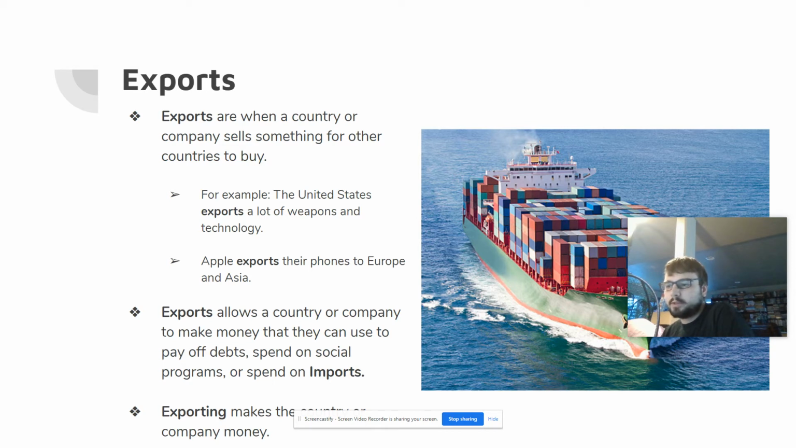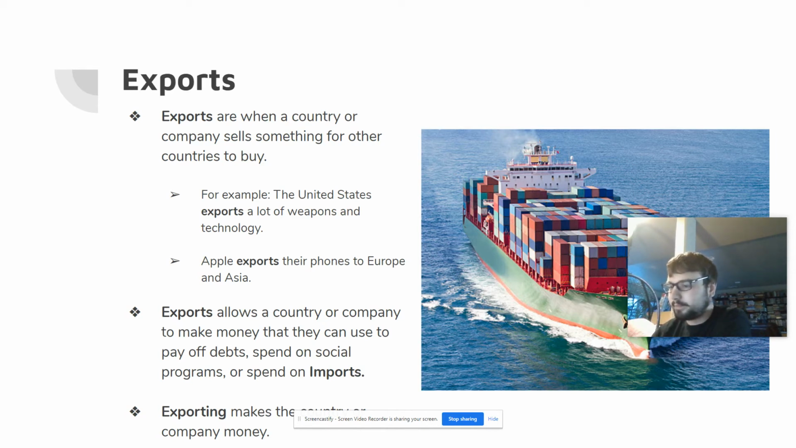Exports allow a country or company to make money that they can use to pay off debts, spend on social programs, or spend on imports. Exporting is what makes us money. So if I'm selling things, people are buying things from me. So the United States is selling iPhones. That means the United States is making money. Whenever you sell something, you make money.